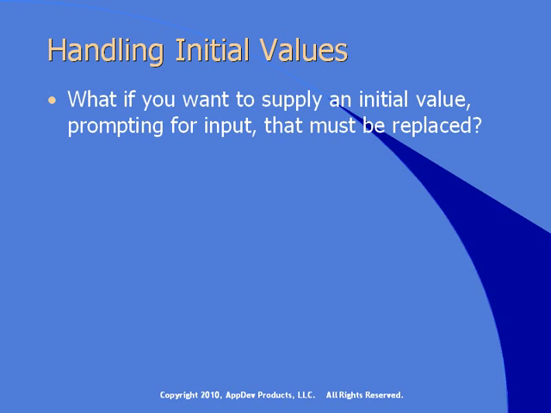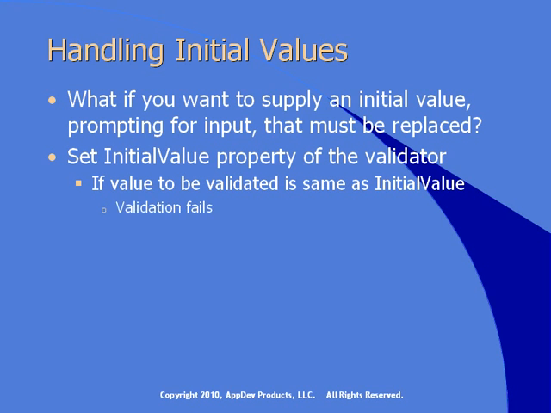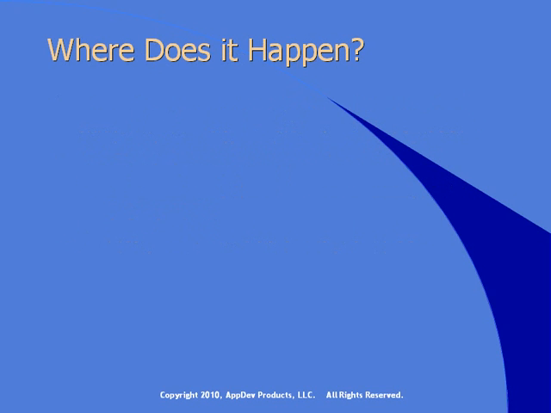And supply an initial value, prompting for input that has to be replaced. Just set the initial value property of the validator, and if the value to be validated is the same as the initial value, the validation fails. And as I mentioned before, the default value of that initial value property is an empty string. Now, where does this all happen?